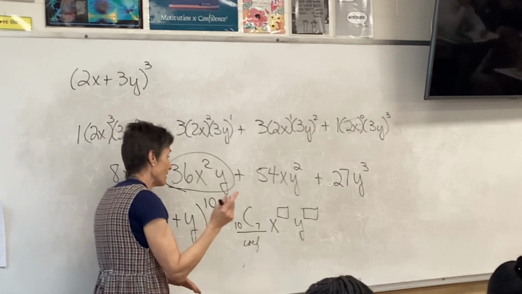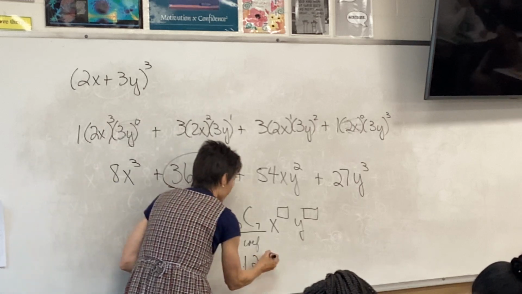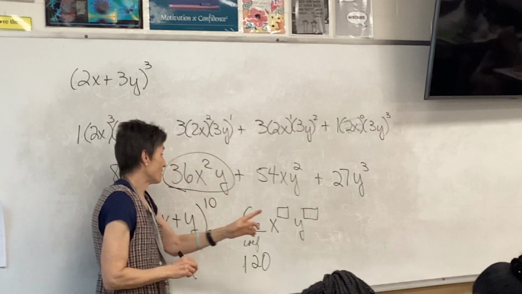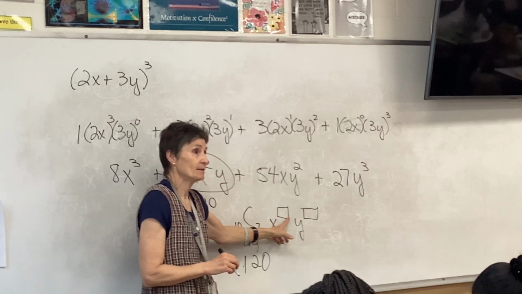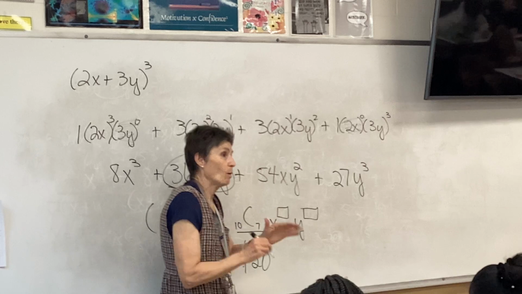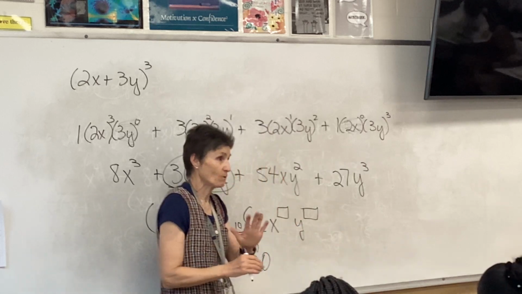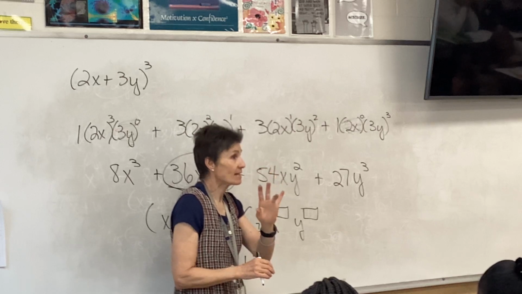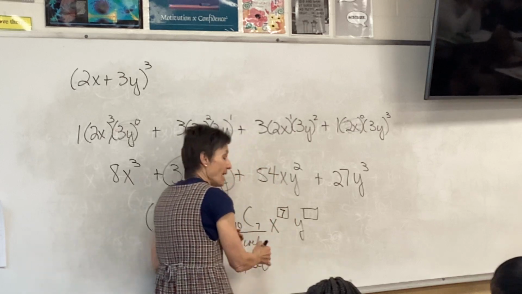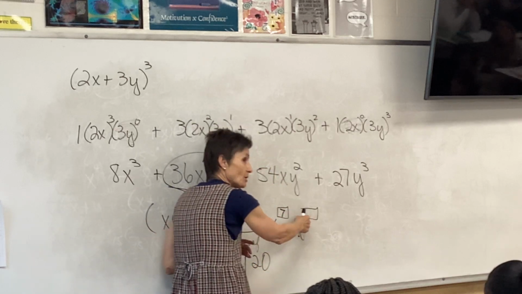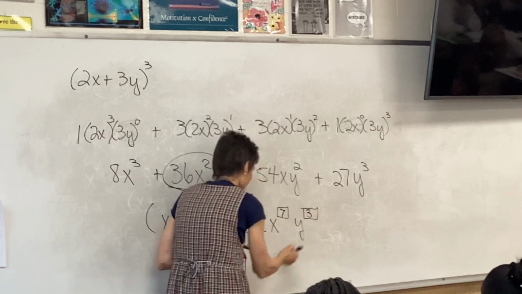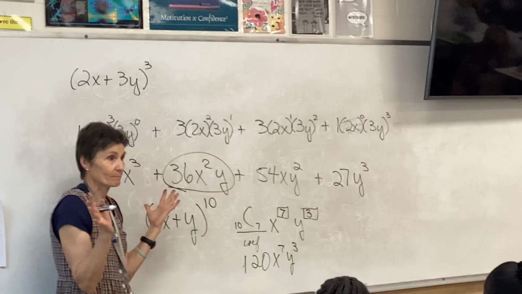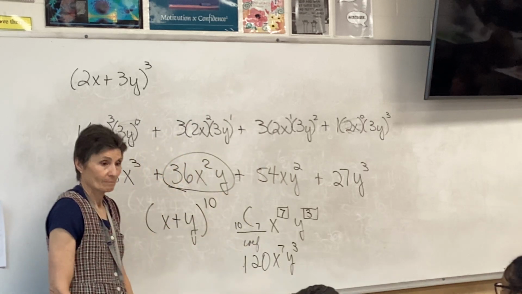So what's 10C7? 120. Now, Jake already told me the power on X is gonna be 7. He did exactly what we just did. He said, I know in the first term, it's gonna be 10. And then 9, and then 8, and then 7, right? So that's a 7. And if that's a 7, this is gonna be a 3. Your answer is 120 x to the 7th y cubed. Easy.